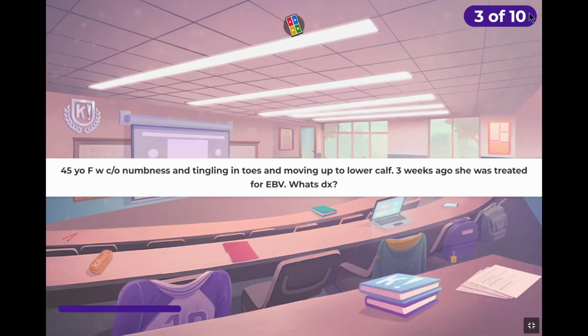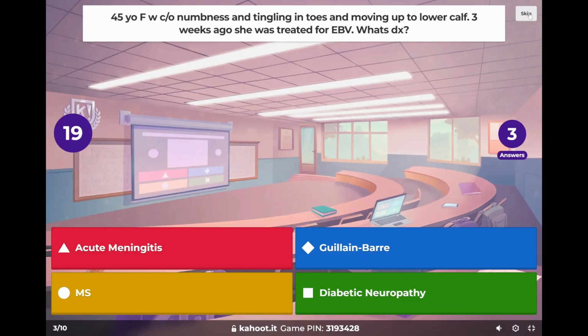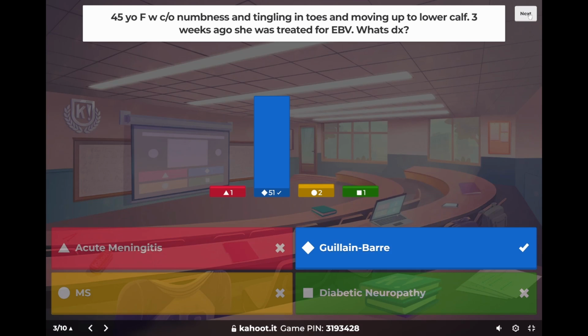Okay, 45-year-old female with complaints of numbness and tingling in her toes moving up to her lower calf. Three weeks ago, she was treated for Epstein-Barr. What's your diagnosis? Okay, good. Remember, anytime with Guillain-Barré, find out what happened beforehand.